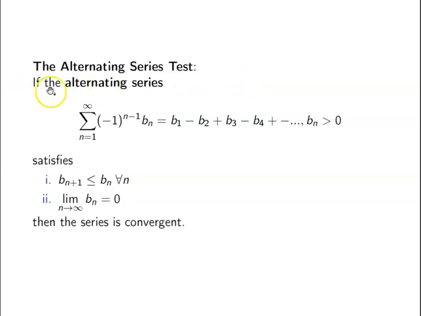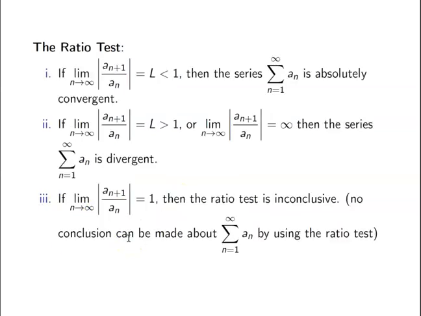The alternating series test: if I have a series that alternates in value, plus minus, plus minus, plus minus, and every new value in the series is smaller in value than the previous, and the limit of the general term goes to zero as n goes to infinity, then the series is convergent.